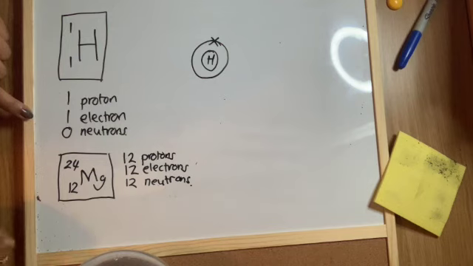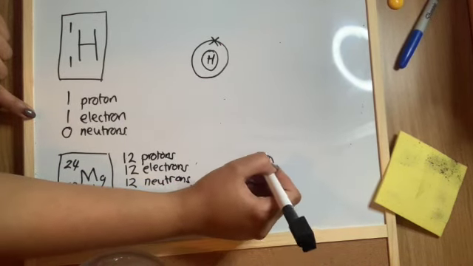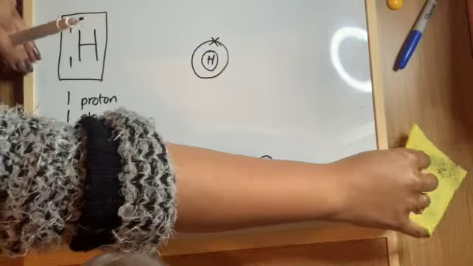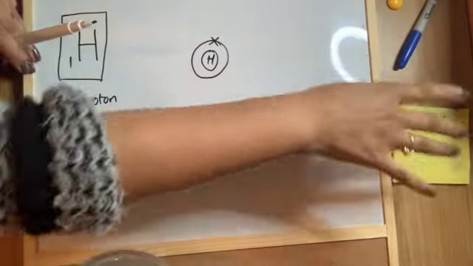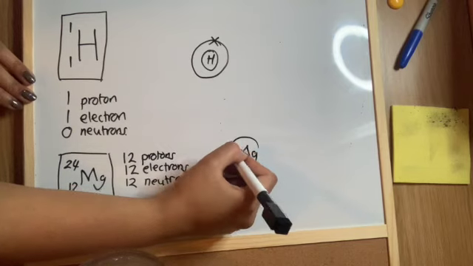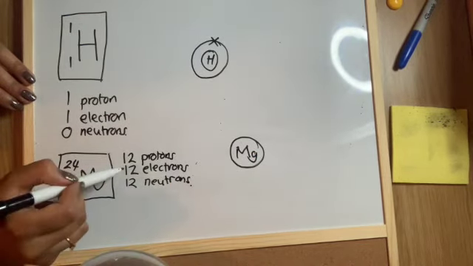And if I'm drawing this out, what I would do is I'd draw the nucleus, put what it is in the nucleus, which is magnesium. Actually, let me just make this a little bit bigger. Okay, so we've got magnesium in my nucleus. Now, if you look here, we're going to have 12 electrons.